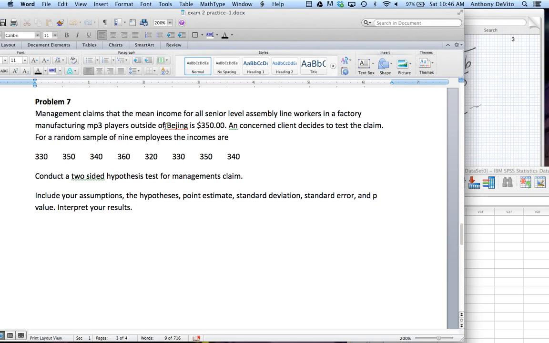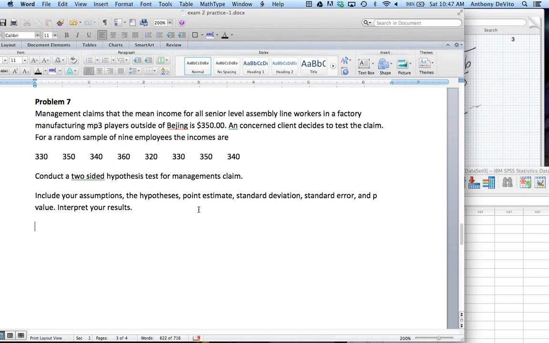In other words, we're not sure about management's claim of 350, if when we actually sample the population, we're going to find that it's lower or higher than 350. So we don't know ahead of time what the outcome is going to be. And most of the time we do a two-sided hypothesis anyway, because it's a more conservative test. It's harder to reject the null hypothesis that there's no difference between what you measure and what the employer claims the population is that we're comparing it to.